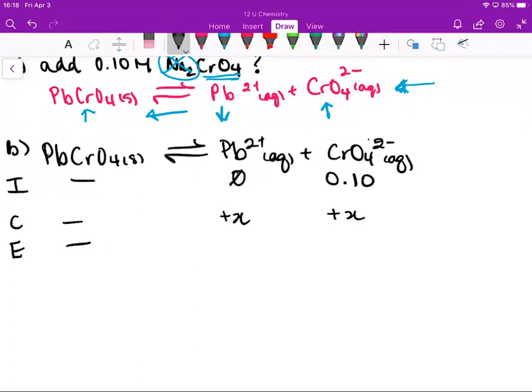When we're dissociating from scratch the lead II chromate into an aqueous solution, we are saying that it's still going to be a forward reaction. However, it's going to be hindered by the fact that there's already chromate ions within the solution. And so we're not going to have as high of a solubility as what was given. And so remember, they said that the solubility of pure lead II chromate is 4.8 times 10 to the minus 7 mole per liter. So our prediction is that it's going to be less than this because of the additional chromate ions.